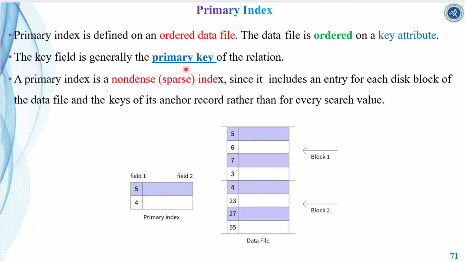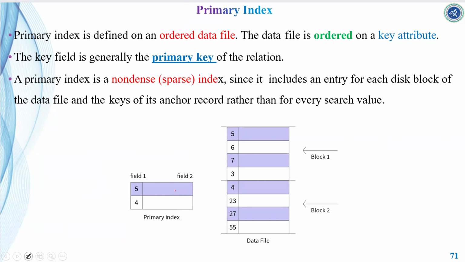Here this is a primary index, and it is a sparse index, and therefore it includes an entry for each block. This is block 1, and this is block 2. Here, 4 to 55 is block 2, and 5 to 3 is block 1. This is the index field. This is the data file, and we are taking this attribute as the index field value, the search field value for the index file. Here I am taking 5 from this block, and from this block I am taking 4, and there will be a pointer.